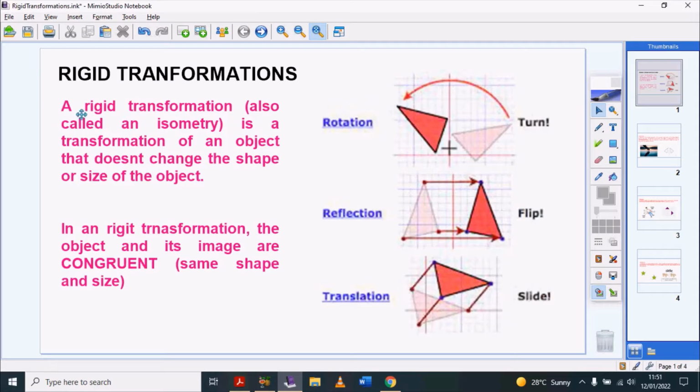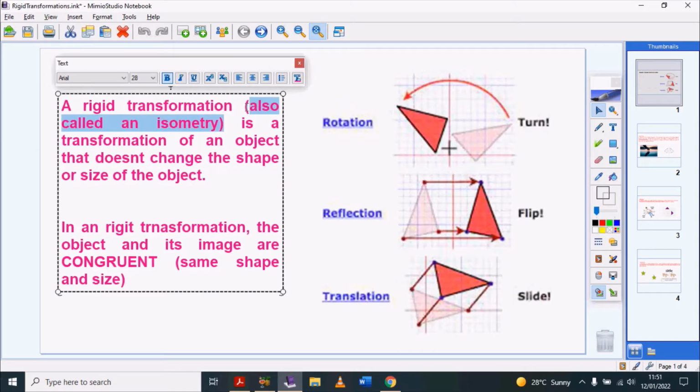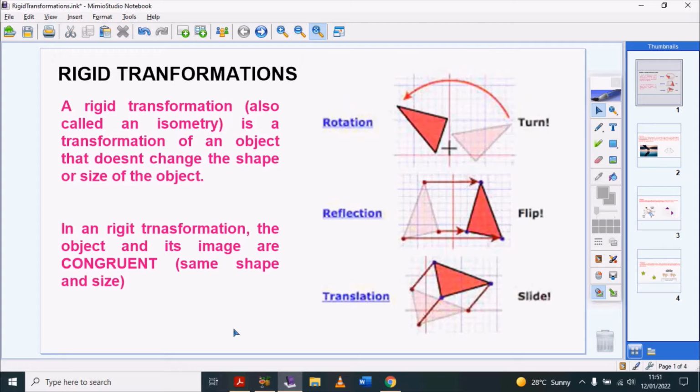So let me read what it says here. A rigid transformation is also called an isometry, but don't let these words scare you. These don't even need to be there. But just in case you find the word isometry somewhere, that is what it means. It's a transformation of an object that does not change the shape or the size of the object. Now, I began by looking up the definition of rigid, and we saw that it means something or someone that is not flexible. So a rigid transformation, therefore, is one that does not change the shape or the size of an object.